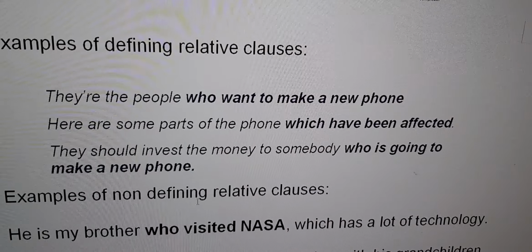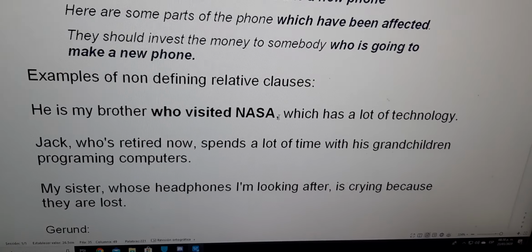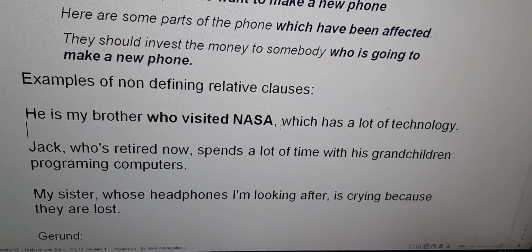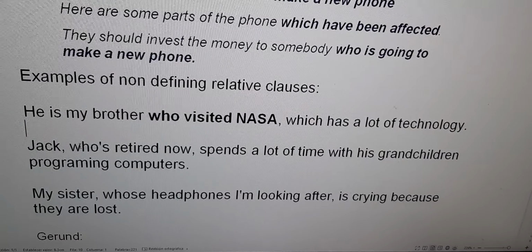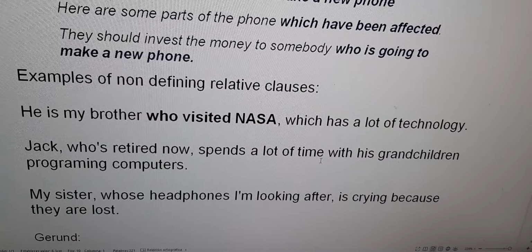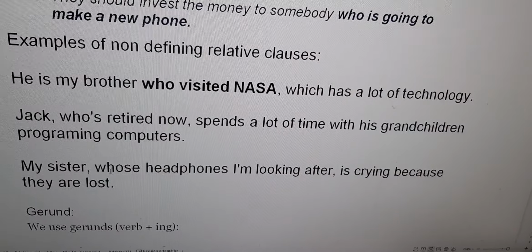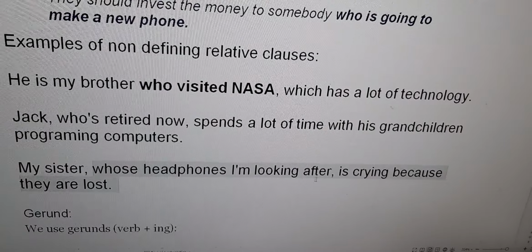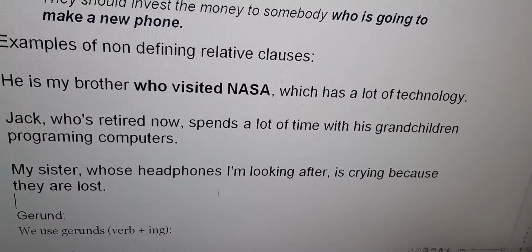Now examples of non-defining relative clauses. He is my brother who visited NASA, and as you can see, comma, which has a lot of technology. Jack, comma, who's retired now, spends a lot of time with his grandchildren programming computers. My sister, whose headphones I'm looking after, is crying because they're lost, and as you can see, it has the same structure in all of them.